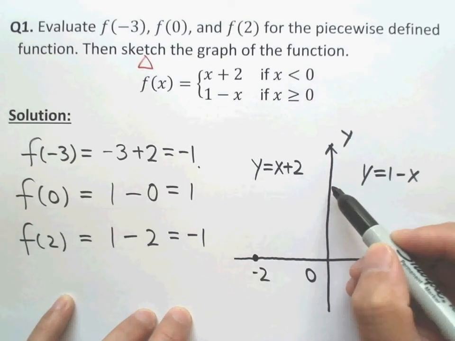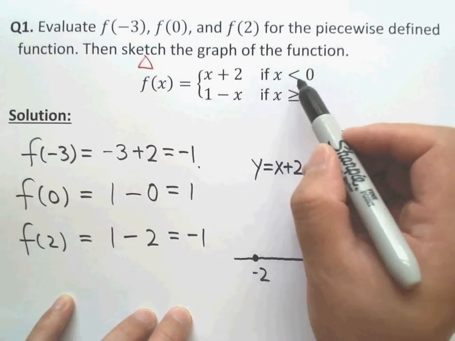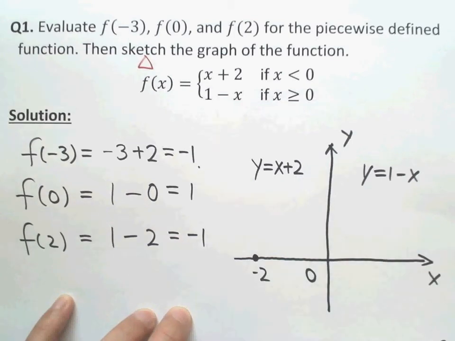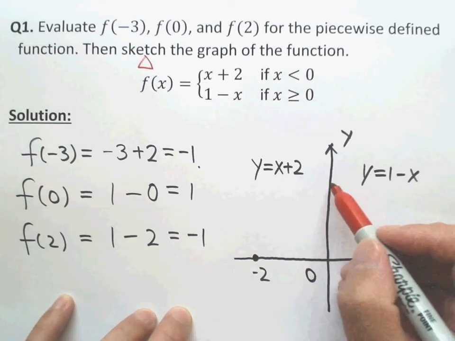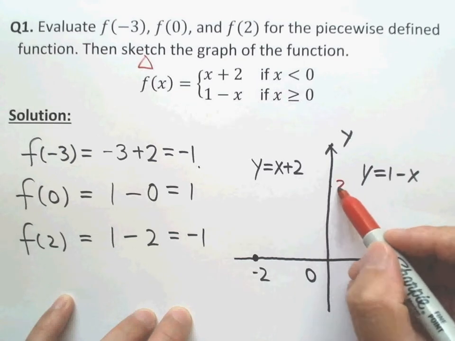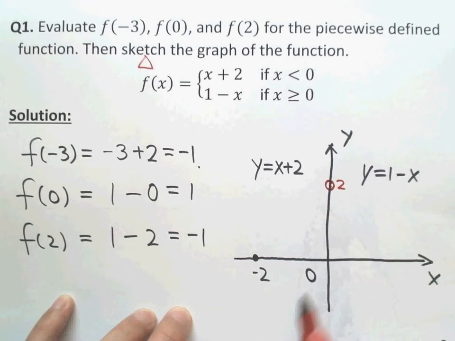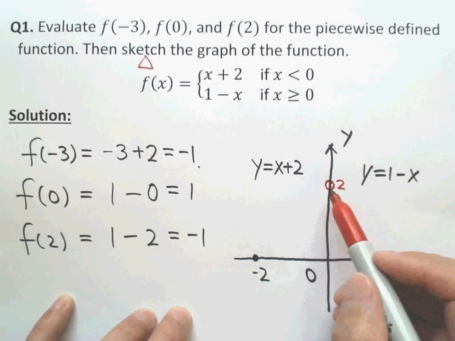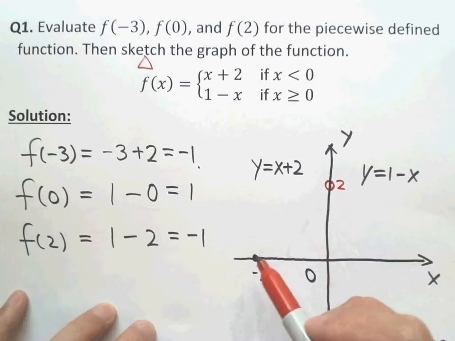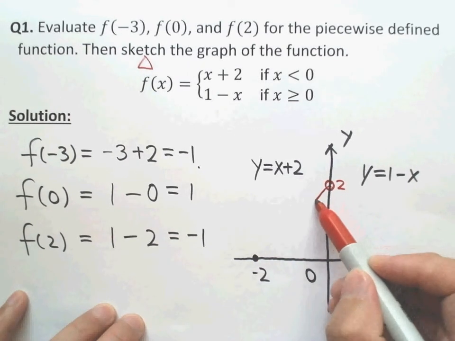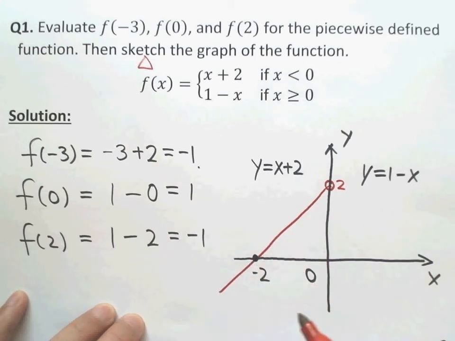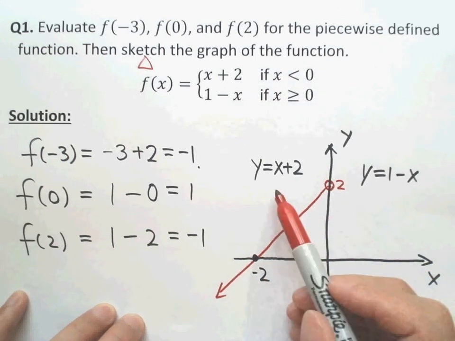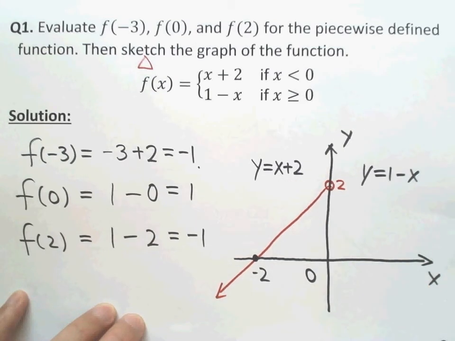But be sure: is the boundary included or excluded for the left part? Here x does not equal 0, so be careful about this boundary. This is 2, so we have to draw an empty circle, which means we exclude this point. Link the two intercepts together and you get the straight line, y equals x plus 2. The same for the right part: y equals 1 minus x.